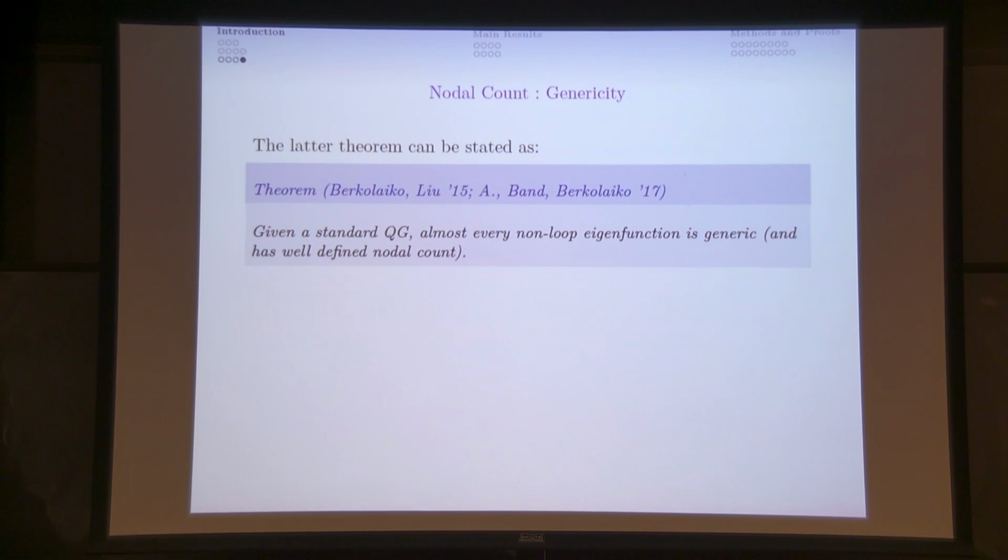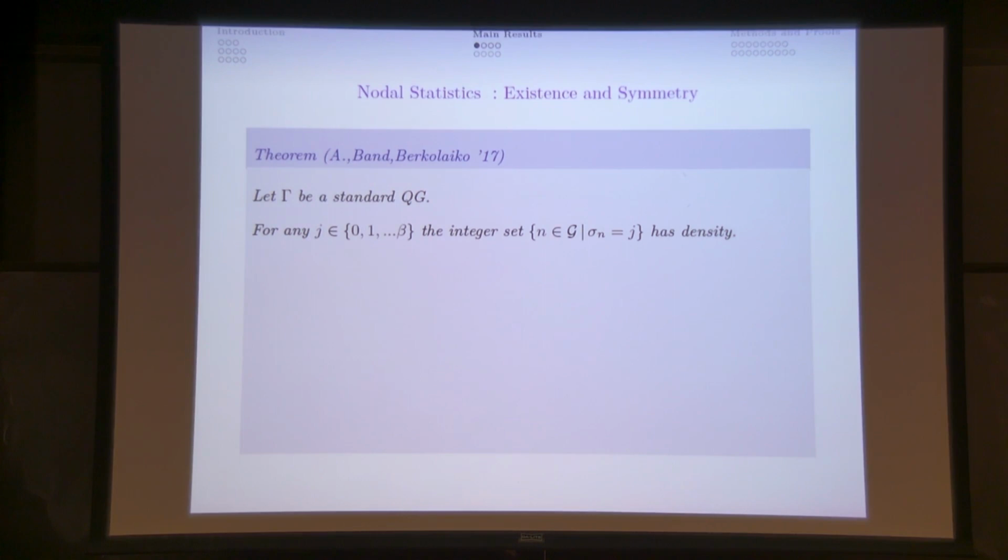Now let's talk about the main results. First thing is that if we start with a quantum graph, these are 0 up to beta the possible values of the nodal surplus. And for each one of them, I can look at all of the generic indices for which sigma n is equal to j, and I'm telling you these sets have density. Moreover, the density of sigma n being equal to j is the density of sigma n being equal to beta minus j. So I have here some kind of inversion.